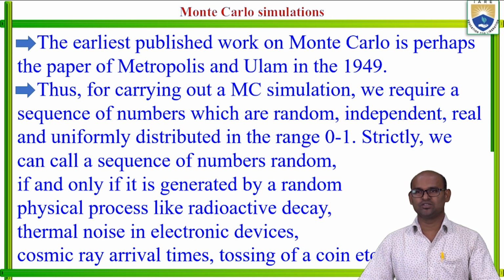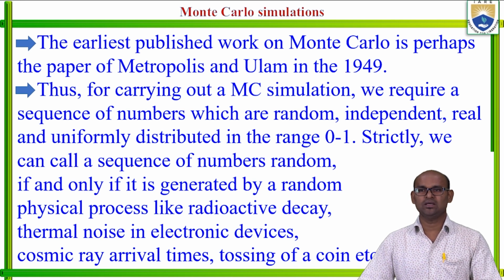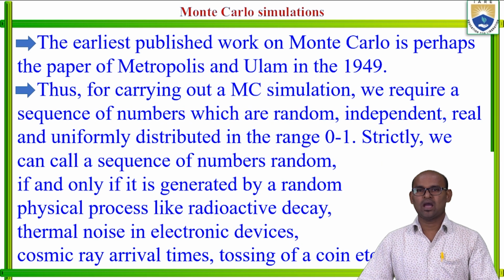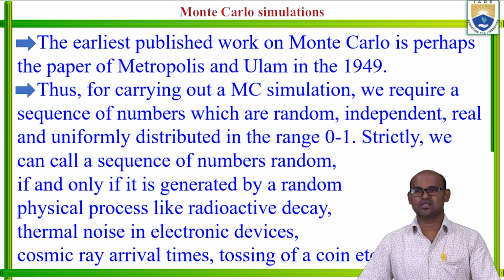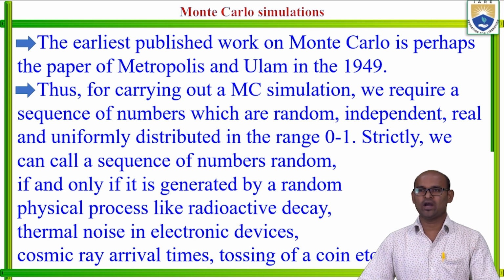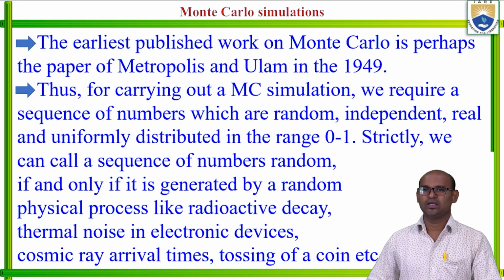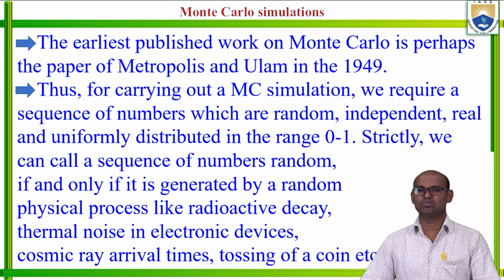So if we are generating random numbers, all of them should be strictly independent, real, and uniformly distributed. If you generate a sequence of 1000 random numbers and plot them, you should find that all the random numbers are equally generated. We should not find that some numbers between 0 and 1 are generated more and some numbers are generated less. All the numbers generated between 0 and 1 should be uniformly distributed.